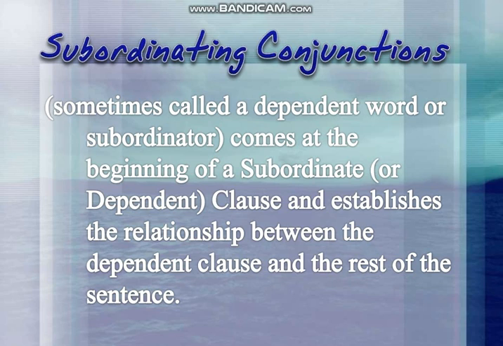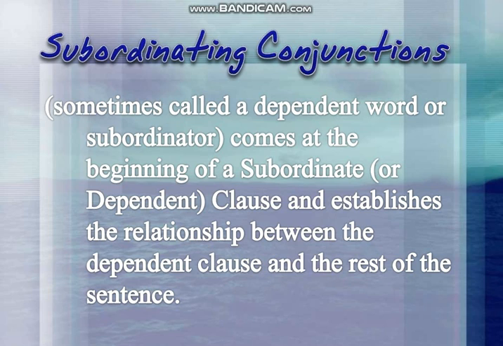You know, we have two types of clauses. One is the main clause, the other is the subordinate or dependent clause, which depends on the main clause and cannot stand alone. We need the main clause to complete its meaning, and the conjunction establishes the relationship between the dependent clause and the rest of the sentence. So subordinating conjunctions are used to join a subordinate clause with its main clause to show the relationship between the dependent clause and the rest of the sentence.